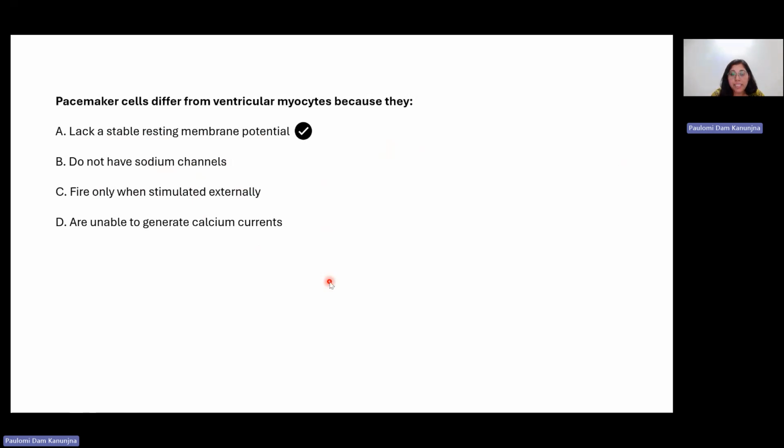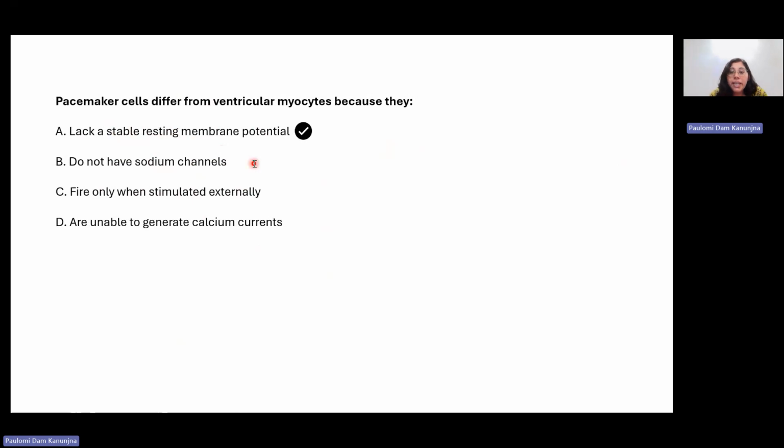The first question is about the pacemaker cells and the myocytes. Pacemaker cells are the ones that begin the impulses, right? Ventricular myocytes are the ones that contract. What is the difference between them? One of them has, sorry, one of them lacks a stable resting membrane potential. So let's first discuss the pacemaker cells.